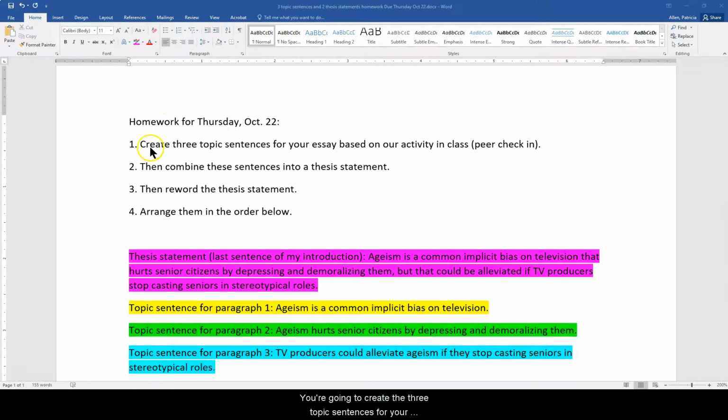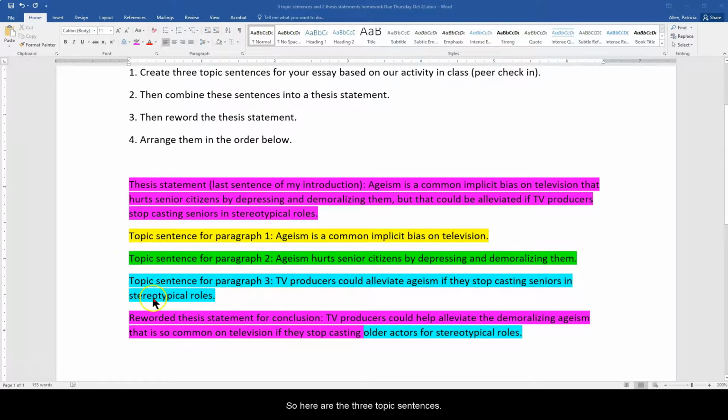Here's the homework. You're going to create the three topic sentences for your essay based on our activity in class, the peer check-in. So here are the three topic sentences. And then you're going to combine those sentences into one thesis statement. And then you're going to reword that thesis statement. And you're going to then arrange your topic sentences and your thesis statements as I have here. So you're going to start with your first thesis statement. You're going to then put your first topic sentence, then your second topic sentence, your third topic sentence, and your reworded thesis statement for the conclusion.